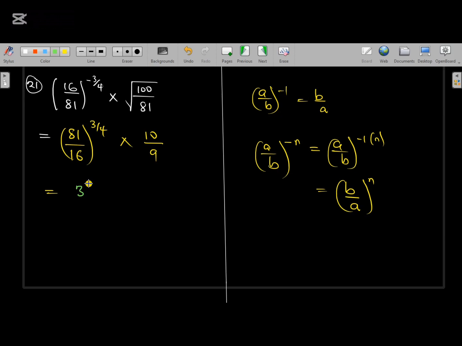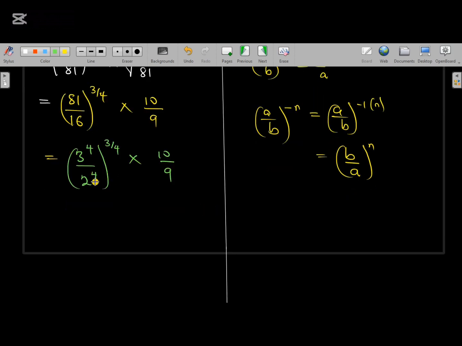So you can write 81 as 3 to the power of 4 and 16 as 2 to the power of 4 as well. Okay, and this will give you 3 over 2, multiplied by 10 over 9. So here now you can gather this 4 up, and when you do, the 4 will multiply the existing power, which is 3 over 4, and then you have times 10 over 9. Okay, and you are done.